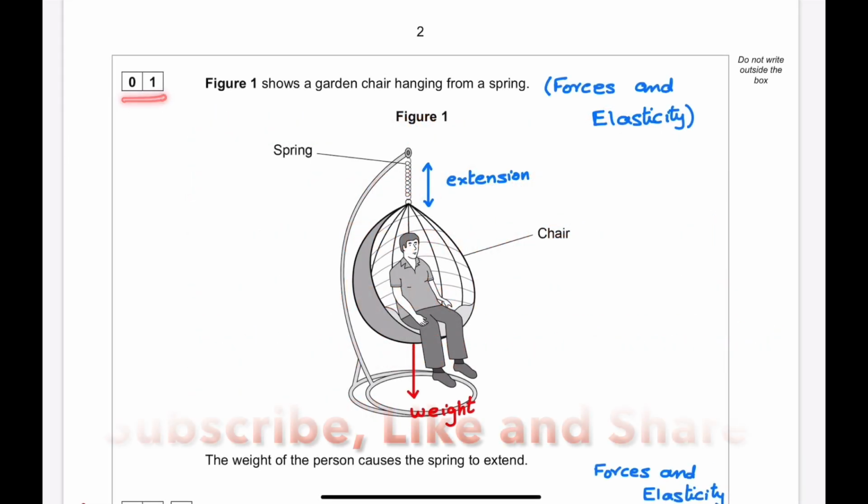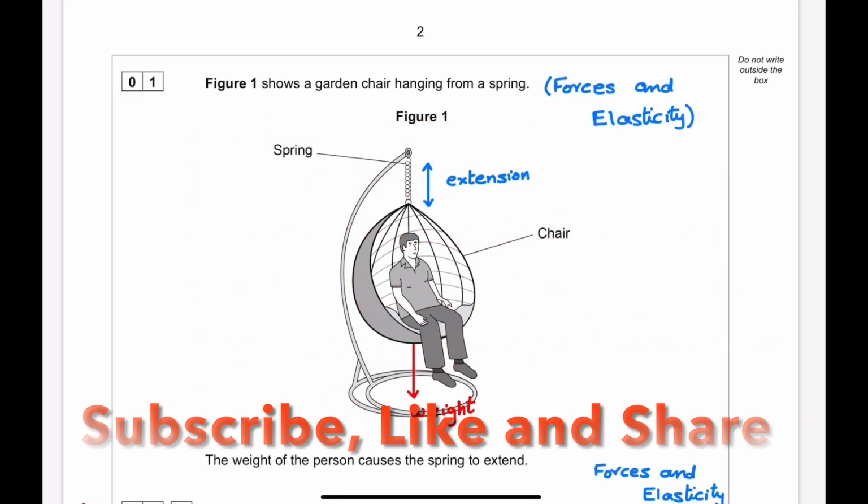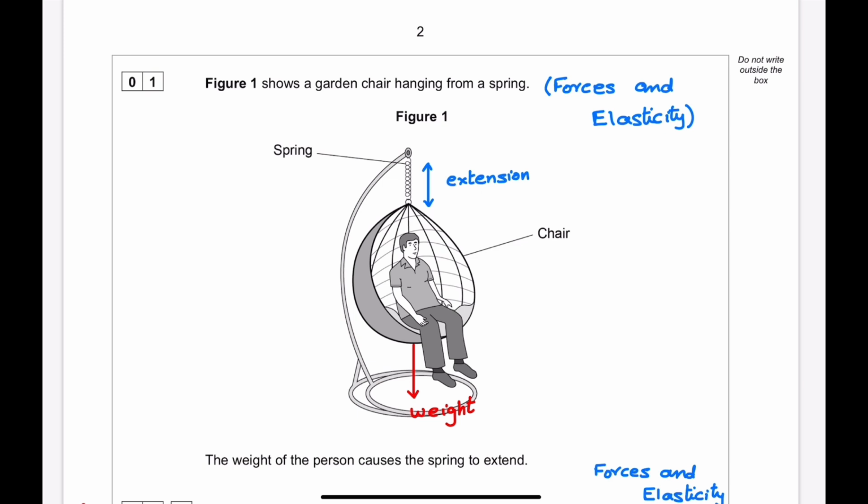Question number 1. Figure number 1 shows a garden chair hanging from a spring. You can see here the chair is hanging with the spring. The weight of the person causes the spring to extend. You can see there a person is sitting in the chair. Due to its weight, we can see the extension in the spring.